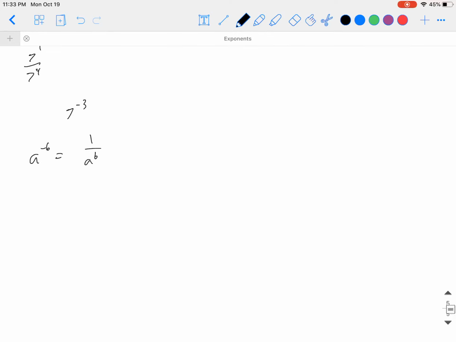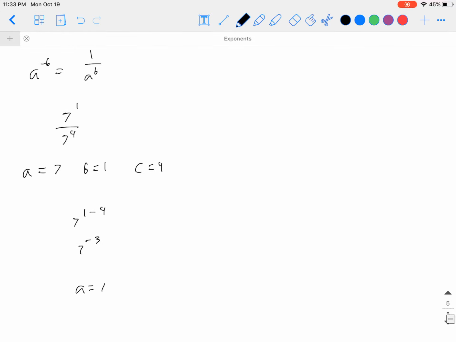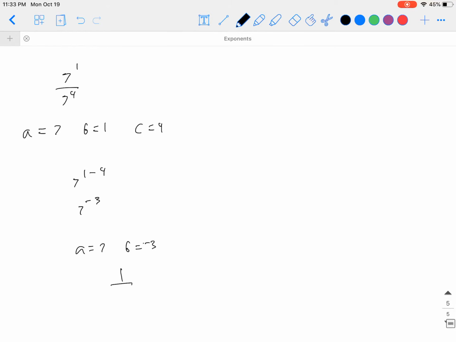So from the example 7 to the 1st over 7 to the 4th, if we work out the whole problem again, we'll get a equals 7, b equals 1, c equals 4. We'll then get 7 to the 1 minus 4, 7 to the negative third, and then if we let a equals 7, b equals 3, we have 1 over 7 cubed. And that would be the final answer for the problem.